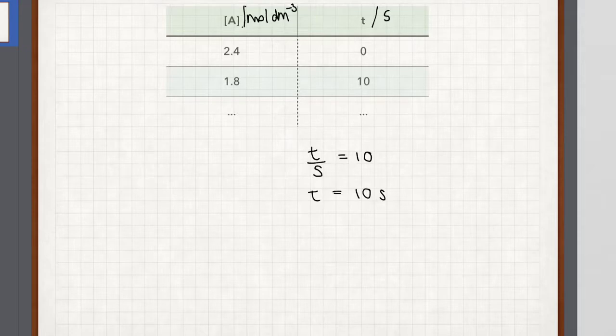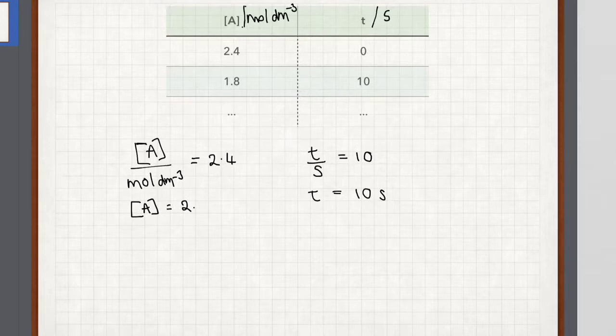If I look on my other side, I could have the concentration of A divided by its unit, moles per decimeter cubed, is equal to 2.4, or the concentration of A is equal to 2.4 moles per decimeter cubed. So that is why we present it the way it is, because it is trying to account for what's going on.